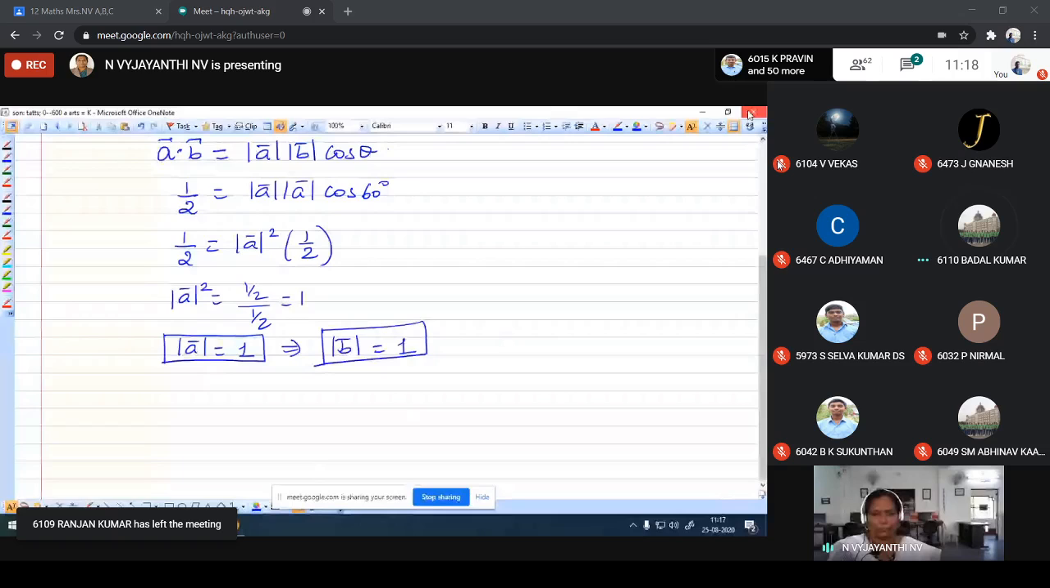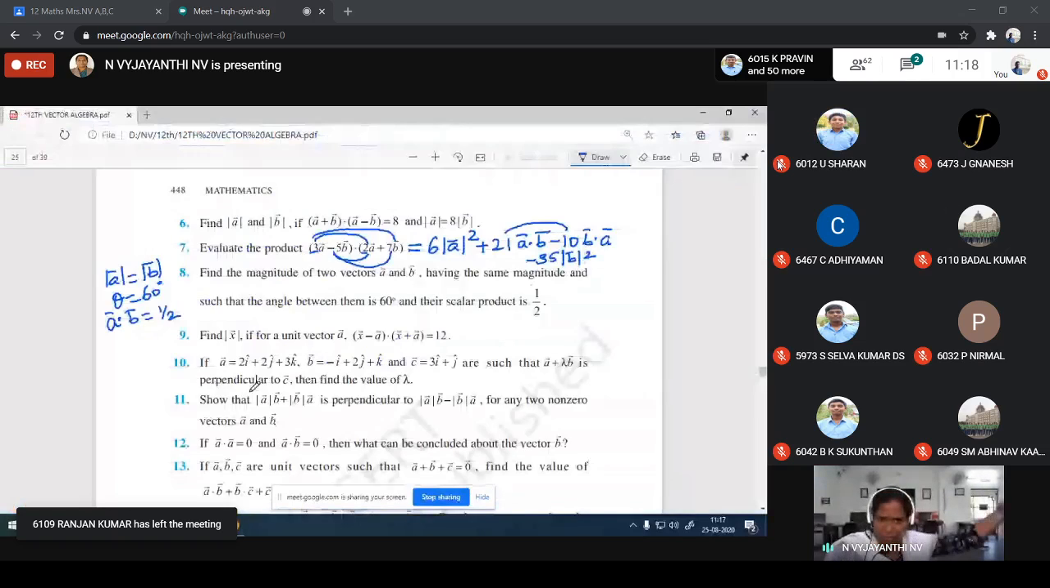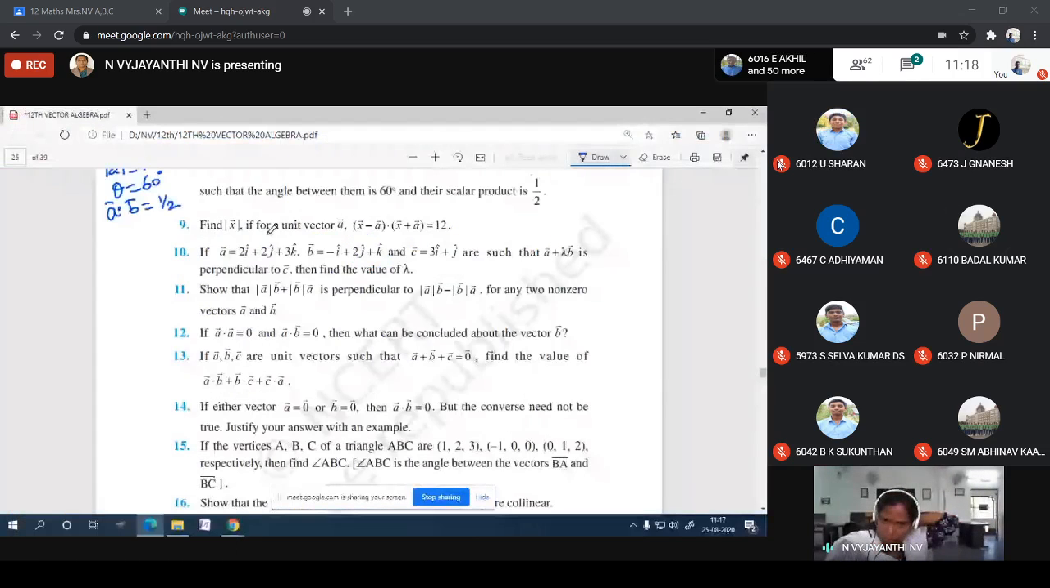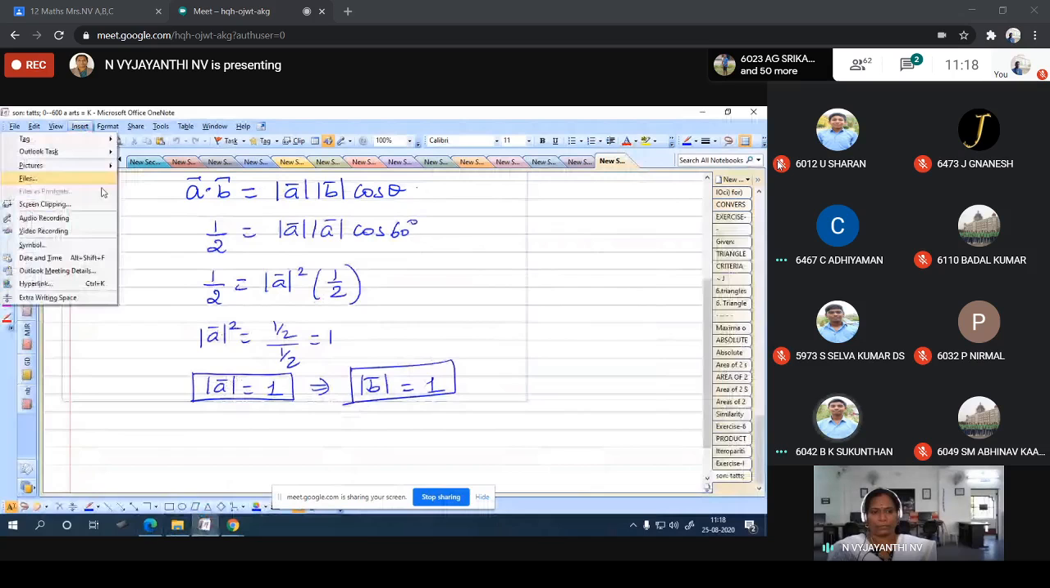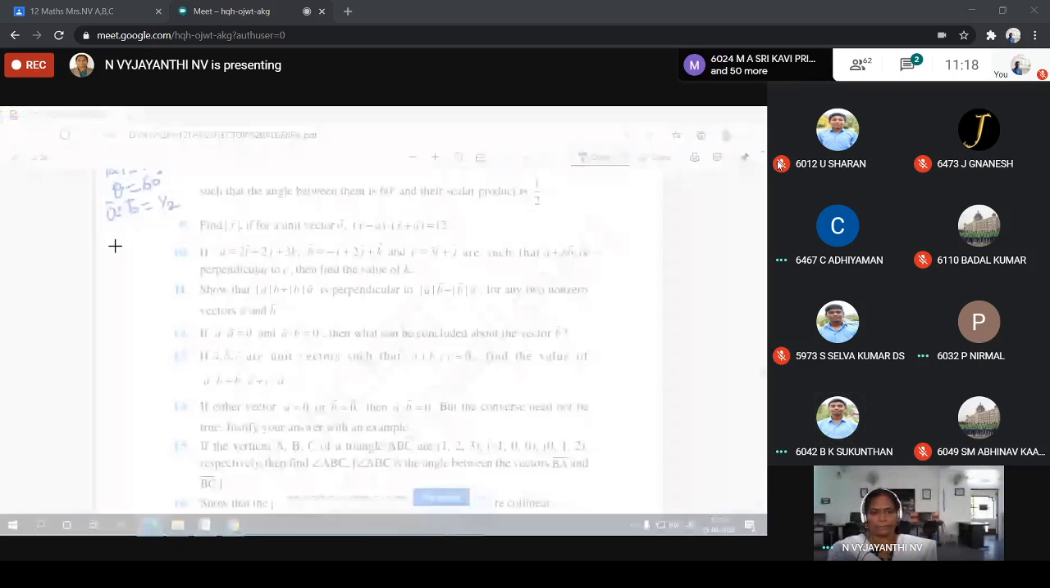Yes, ma'am. Next: find modulus of x for a unit vector A. What is given here? A vector is a unit vector. What is the meaning of unit vector? Magnitude equal to 1. Magnitude will be equal to 1.